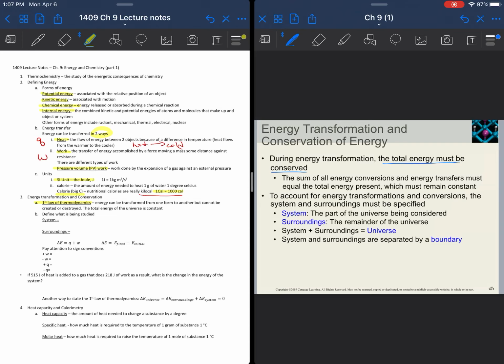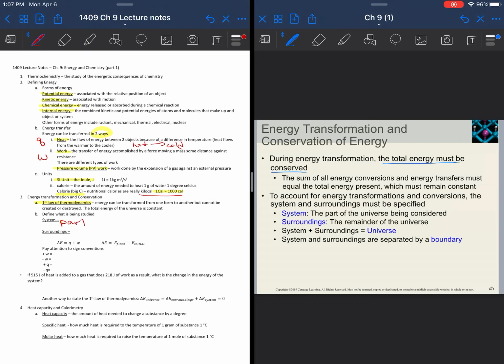Energy can be transformed from one type to another, maybe from chemical energy to thermal energy, mechanical to, usually it's to thermal, but it cannot be created or destroyed. The universe doesn't lose or gain heat. The total energy of the universe is constant. So that is the first law of thermodynamics. That's going to drive a lot of our calculations here, and it's just something that you should know.